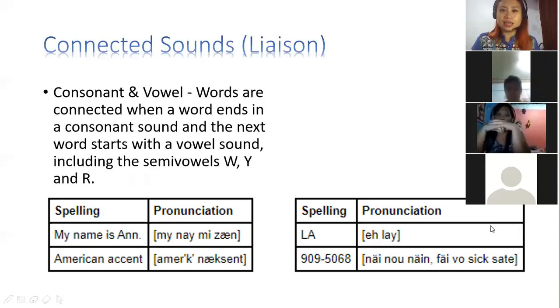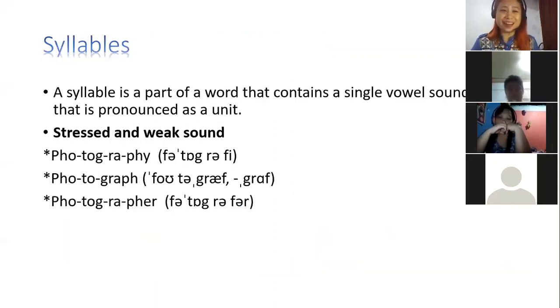Next is consonant, oh, vowel, sorry, words. Let's go back here. I wanted to ask if you have any questions. Do you have any questions for syllables? No? Okay. So then let's proceed to connected sounds.